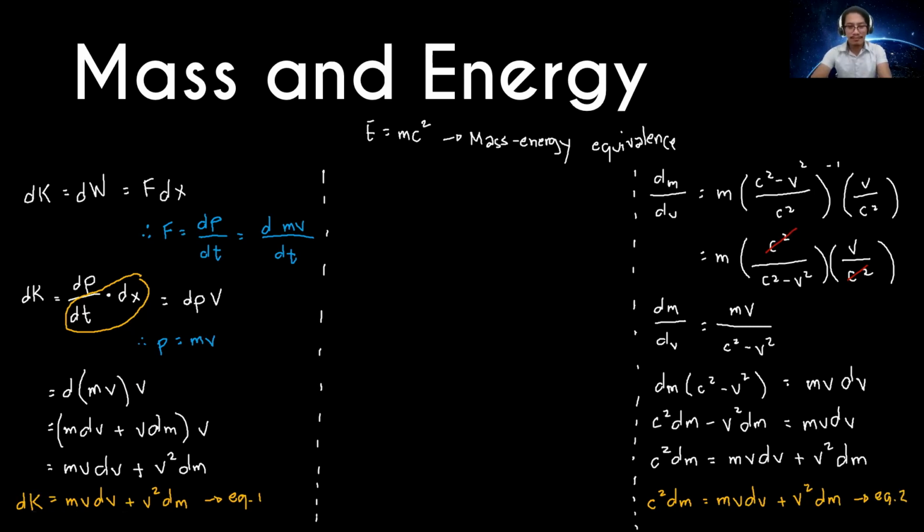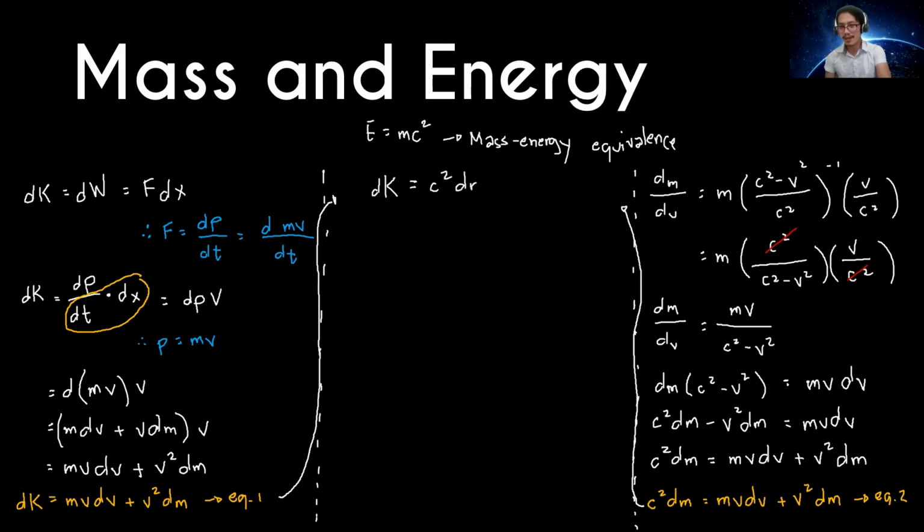Let us compare equation 1 and equation 3. Compare natin, dito natin isulat. Sa dito ko isulat sa taas. Yan. Compare lang natin yan. If you notice, pareho lang sila ng equation. MVdV plus V squared dm, MVdV plus V squared dm. So, ibig sabihin, dito ha, dk is equal to c squared dm. Now, this is derivative.